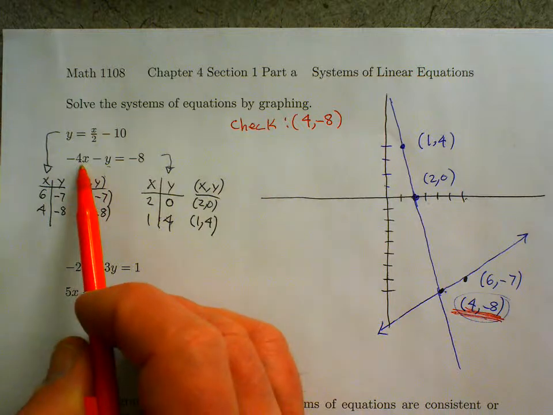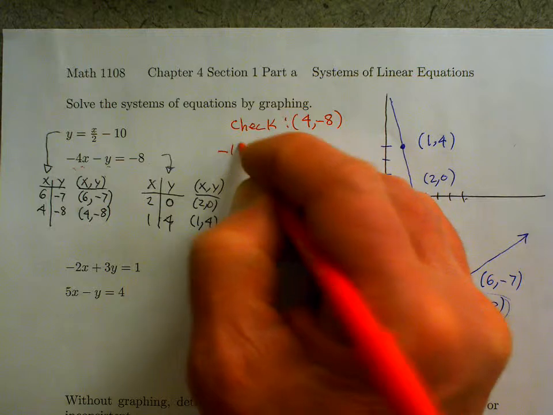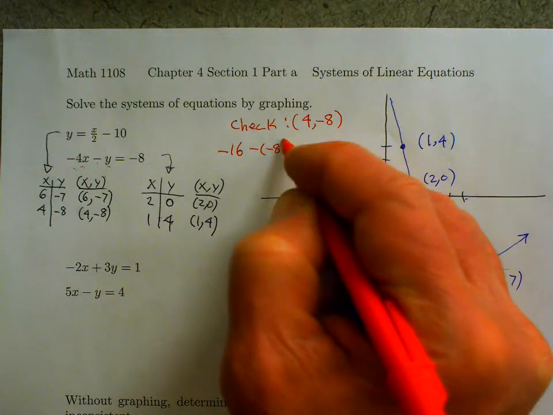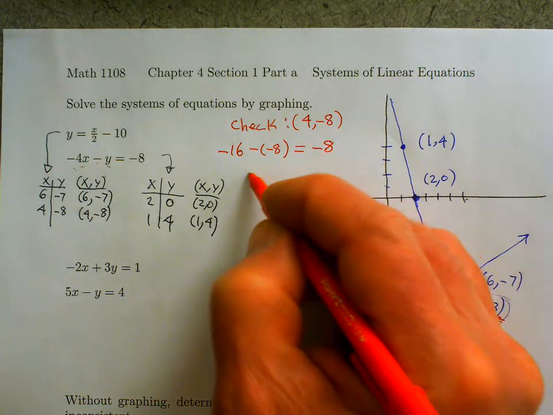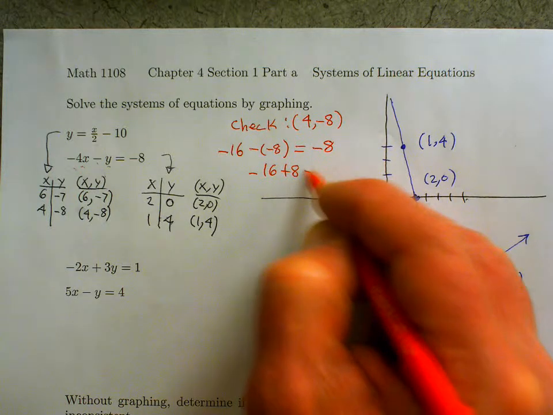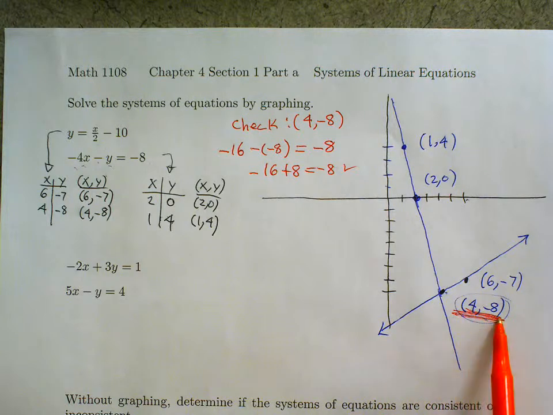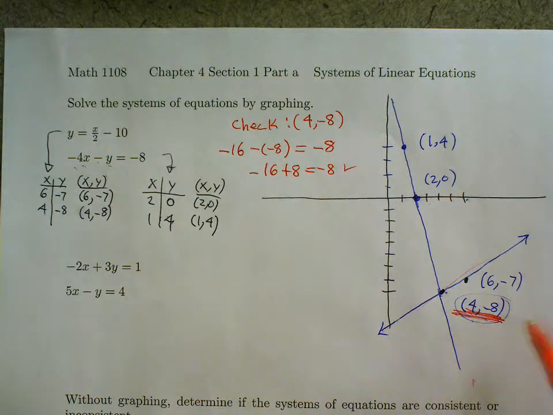So replace x with 4, so we get negative 4 times 4 is negative 16. And subtracting negative 8, does that equal negative 8? So negative 16 plus 8 equals negative 8. So that is true. It looks like 4, negative 8 is a point on both lines. Yep, so that's the solution.